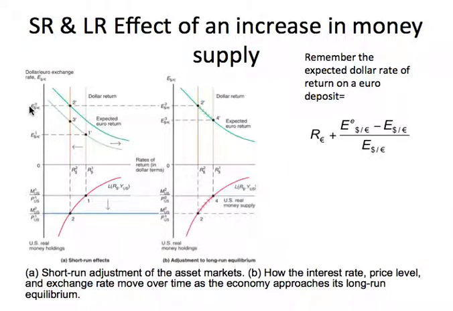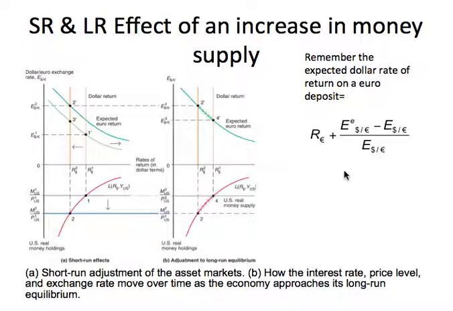but instead the exchange rate in the short run overshoots from E1 to E2. That occurs because when money supply increases, people start forming expectations about inflation in the future. People start expecting a higher price level in the future. When people start expecting that prices are going to be higher in the future, they'll also start expecting the price of the foreign currency, the price of the euro, to be higher in the future. In other words, the expected exchange rate in this formula here is going to rise, and we know that this formula is nothing but the expected dollar rate of return on a euro deposit.